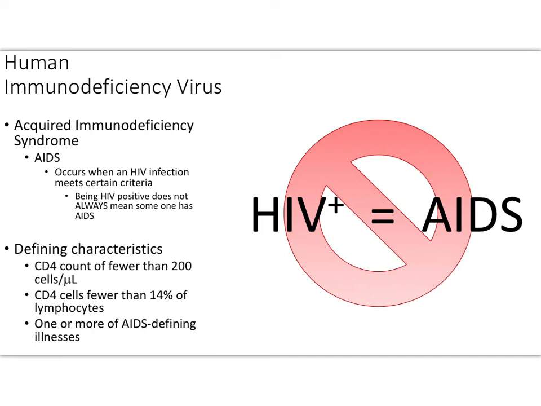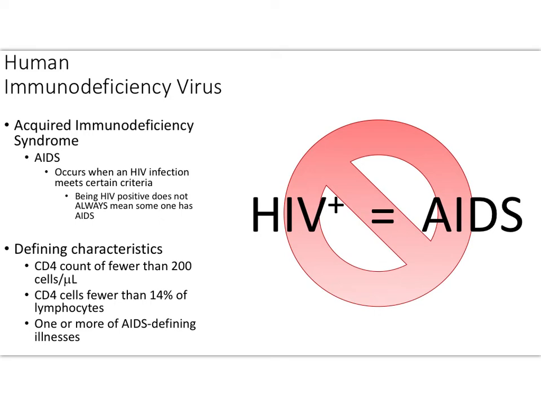However, if someone has HIV and they do not have access to the medication or the medication doesn't work, the infection will eventually progress to the point where they meet the criteria to be diagnosed with AIDS. So again, just keep in mind that being HIV positive does not necessarily mean someone has AIDS. If someone has AIDS, they are HIV positive, but just because someone is HIV positive doesn't mean they have AIDS. And we can prevent that from happening. We can prevent someone who is HIV positive from developing AIDS with the proper treatment.